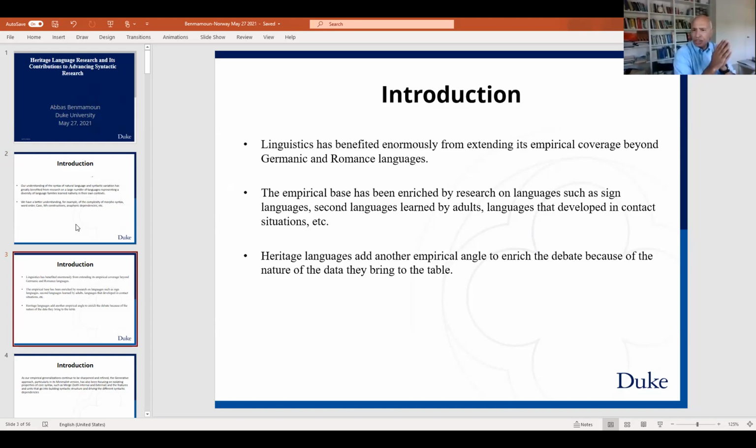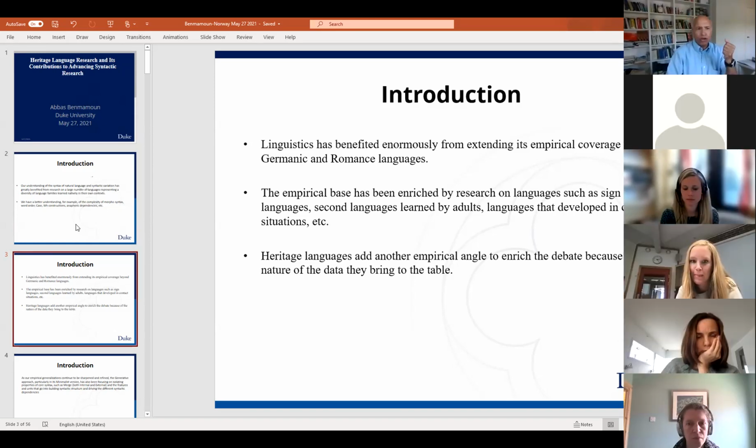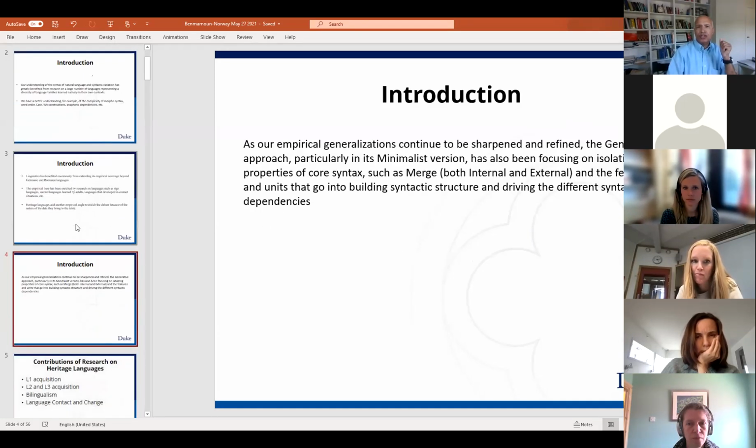Research on contact languages, contact situations, and there is so much that we can talk about, selective language impairment, many things that we know much better by expanding the base beyond the ideal native speaker. So the heritage languages add another dimension to this. They also help enlarge the empirical base for all of us. So we need to take full advantage of it.